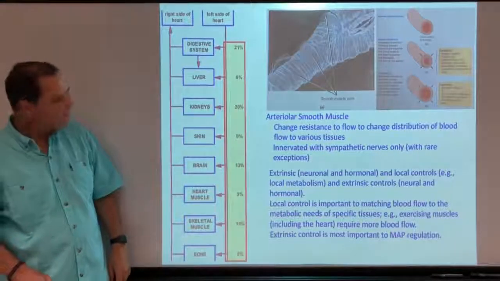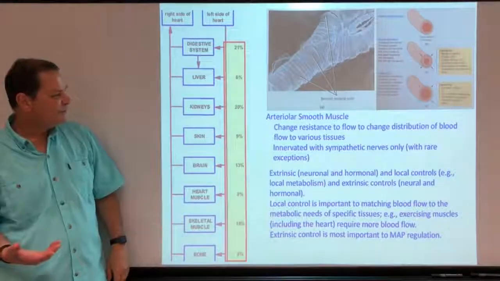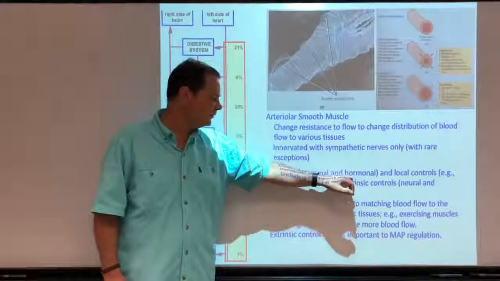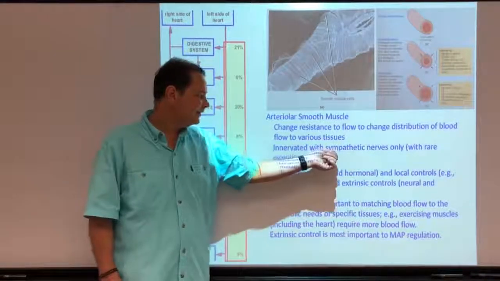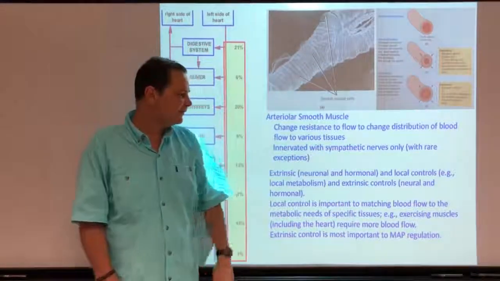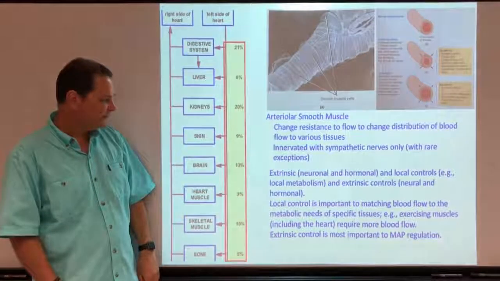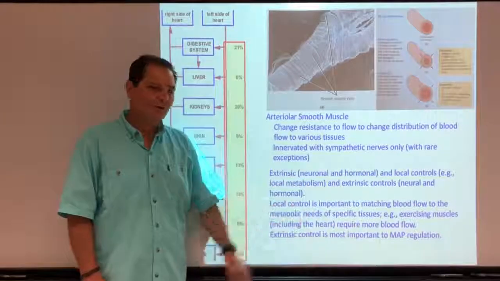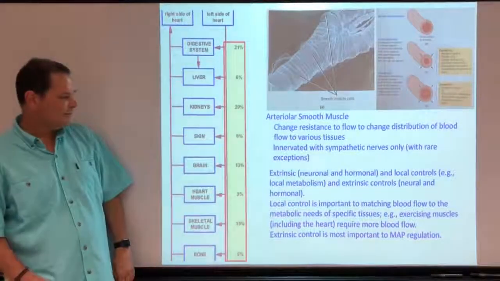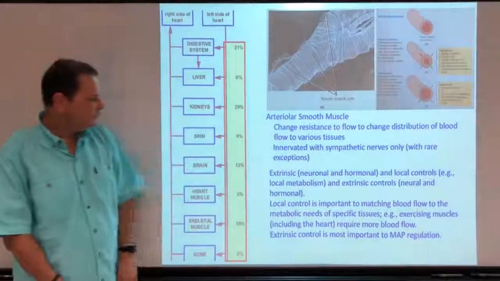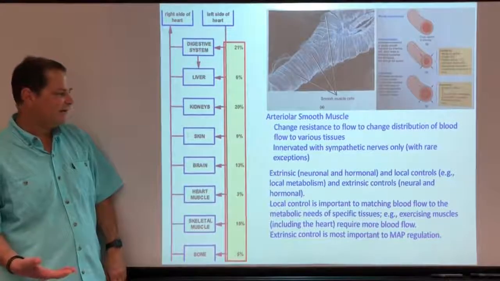Okay? Arteriolar smooth muscle is controlled by extrinsic factors, which are neurological and hormonal. In the case of nerves, we're really talking about sympathetic nerves. And also by local controls, okay? And those are mostly depending on local metabolism. Local control is most important to matching blood flow to metabolic need.